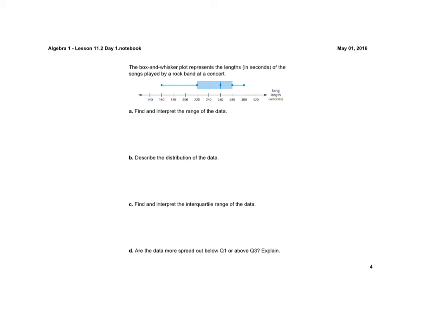So here we want to look at a box and whisker plot and analyze some of the things. It says the box and whisker plot represents the lengths in seconds of the songs played by a rock band at a concert. Find and interpret the range of the data. It looks like the greatest value is 300 and the least value is 160, so my range would be 140.